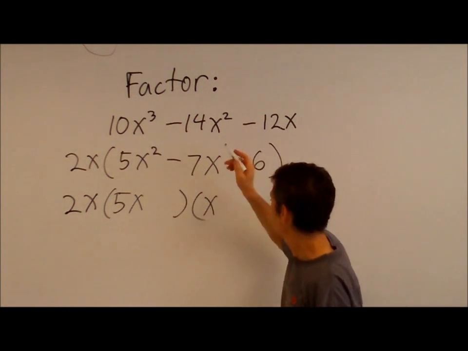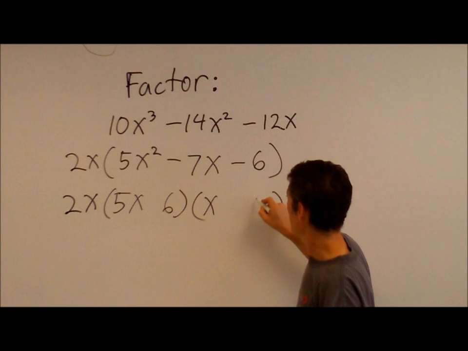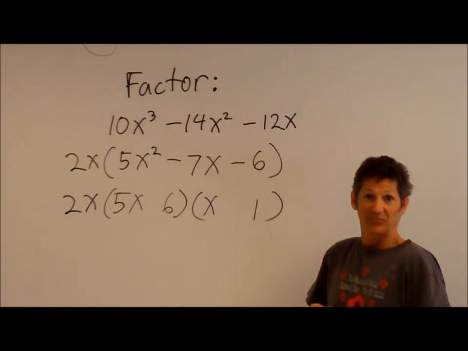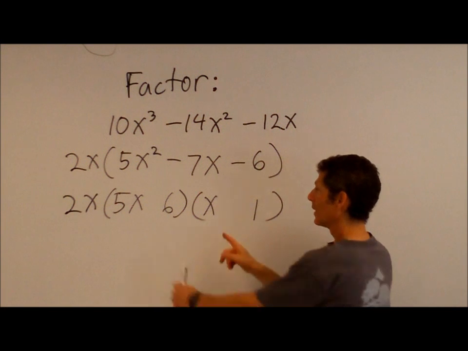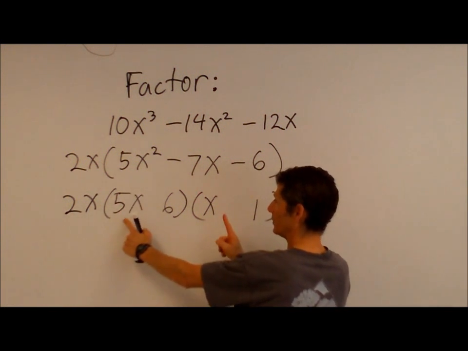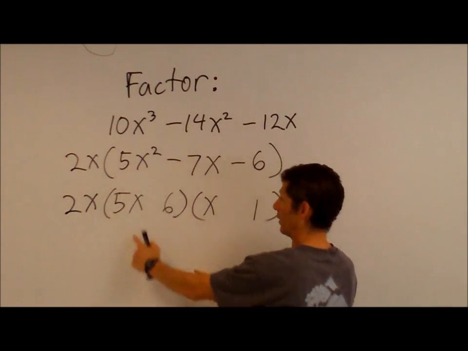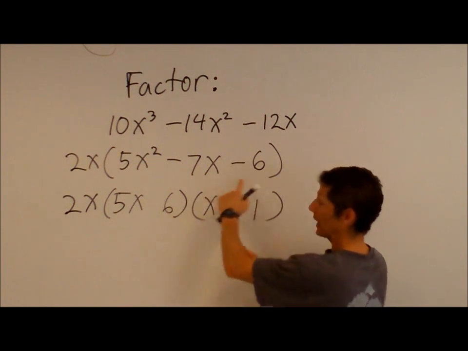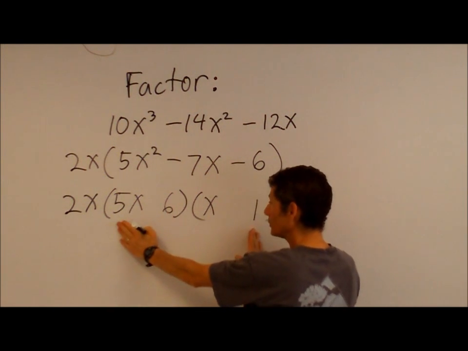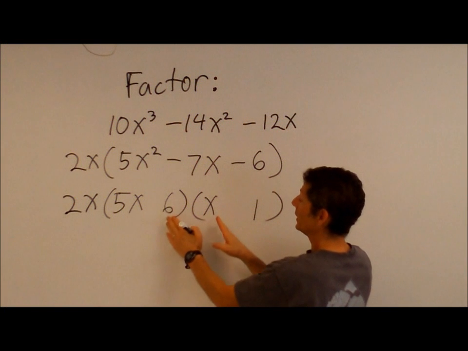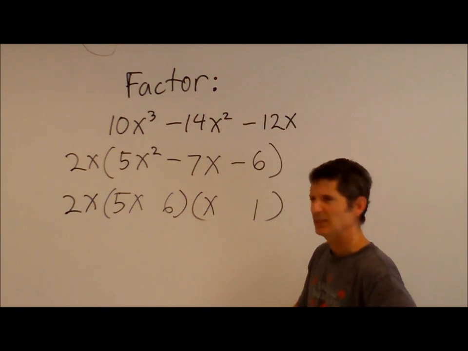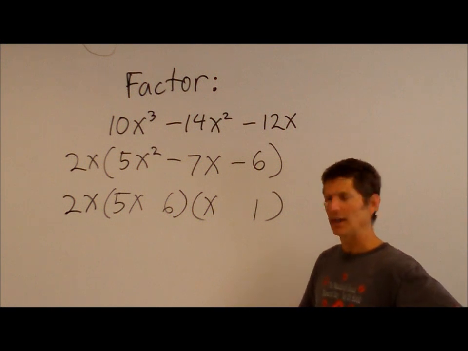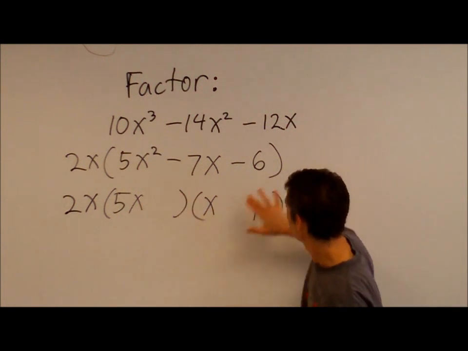Well, I could just try maybe 6 and 1. Is that going to work? Let's just try it. I have to go through this every time. First terms, 5x times x, 5x squared. Last terms, 6 times 1, that works. The outers give me a 5x. The inners give me a 6x. Well, I can't get a 7 out of that. 5 and 6, I can't add them or subtract them. There's no way to get a 7 out of that, so that's not going to work.